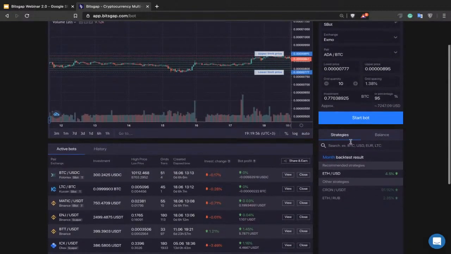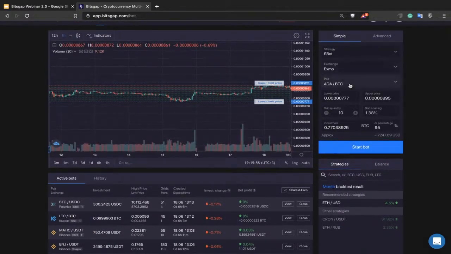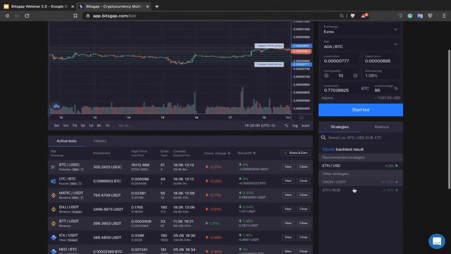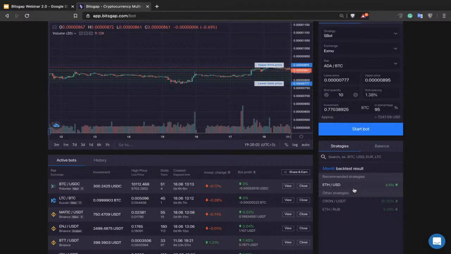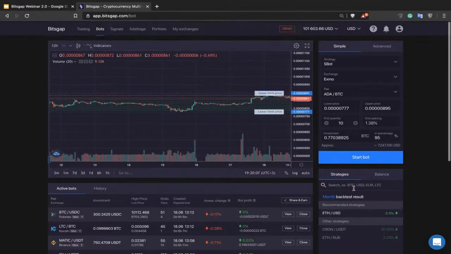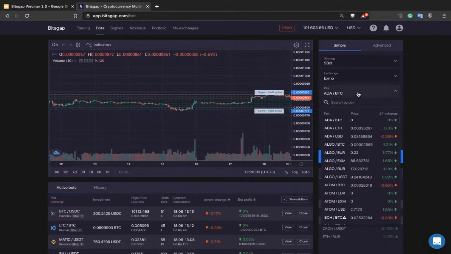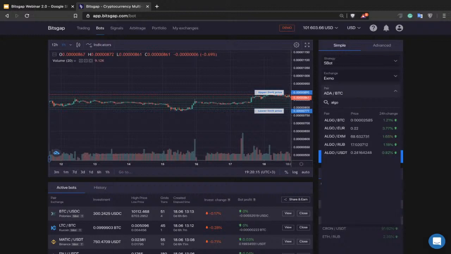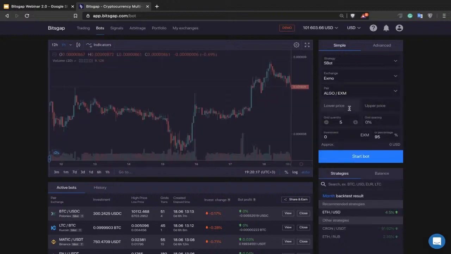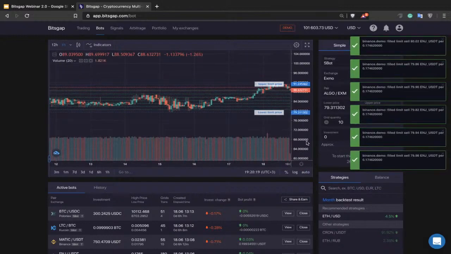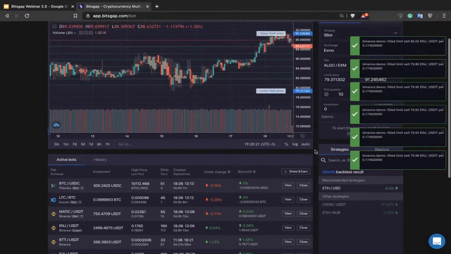If for some reason, or for instance, we don't have the cryptocurrency that you want to trade in recommended strategies, then you can always find this cryptocurrency pair in this section, which is called pair. So let's say I'm looking for Algo trading to XM. Yeah, so here we go. All right, as simple as that.